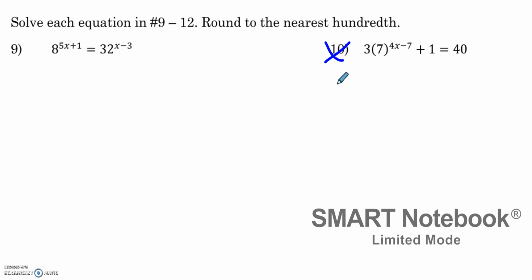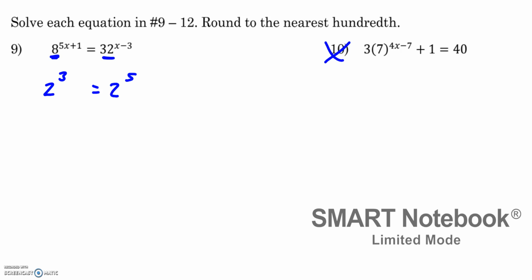And the goal of number 9 is to see if I have to use logs or if I can get away with not using logs. So what I would do is look at the two bases that you have and ask yourself, can you write 8 and 32 as a different base or as something to a power? When I look at 8, I think about that could be written as 2 to the 3rd power. Could 32 also be written as 2 to a power? Yes, it can. 2 to the 5th power.